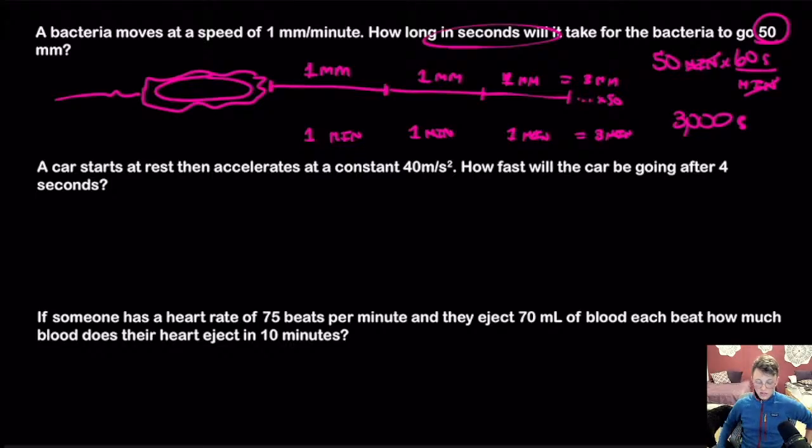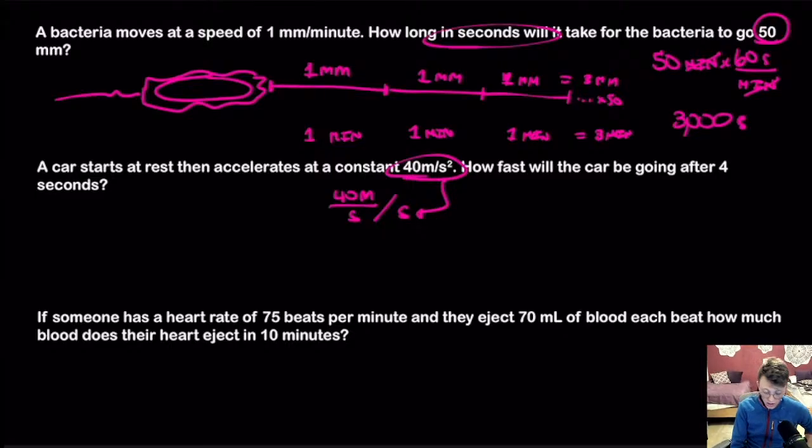So here it says a car starts at rest, then accelerates at a constant 40 meters per second squared. How fast will the car be going after 4 seconds? All this is saying is that this 40 meters per second squared means you're going to get 40 meters per second for every second that you go. That's why the seconds are squared on the bottom. That's what it is to accelerate, to speed up or slow down.